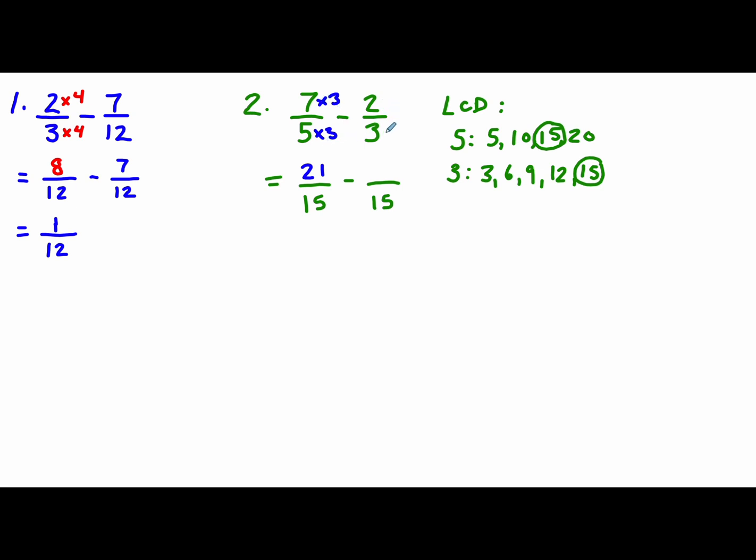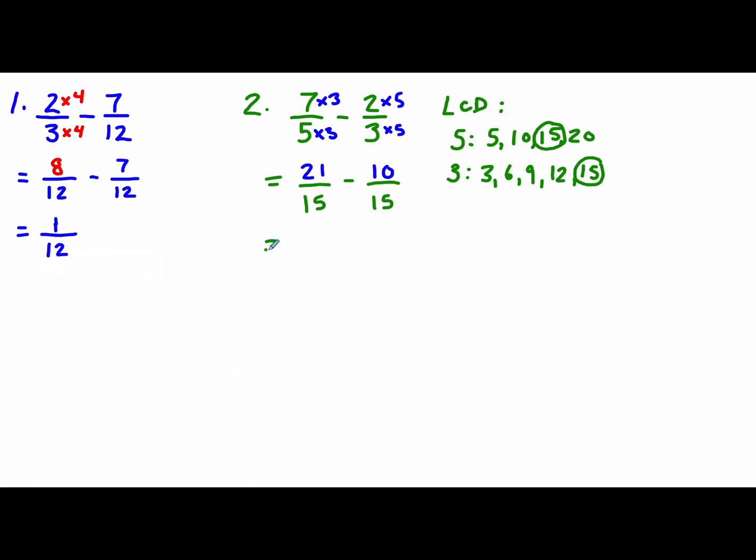And we do the same thing for 2/3. So what do we multiply 3 by to get 15? Well, we multiply 3 by 5. So we have to do the same thing to the numerator, again, to keep our fraction over 15 equivalent. So 2 times 5 is 10. So we're now going to subtract 21 over 15 minus 10 over 15.